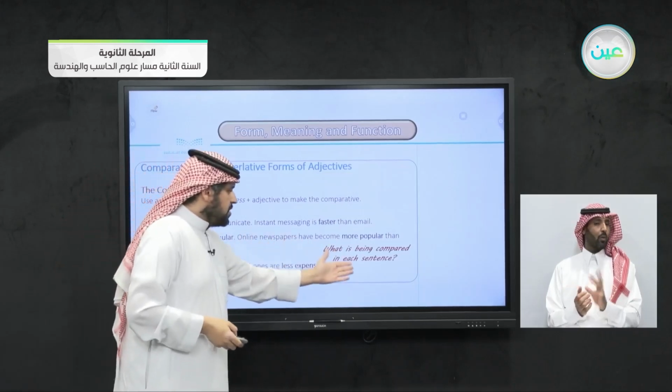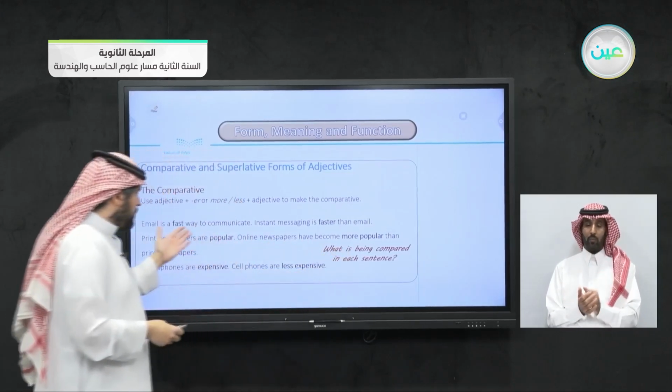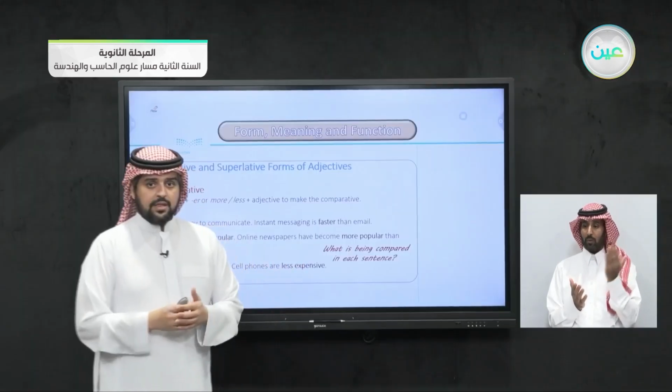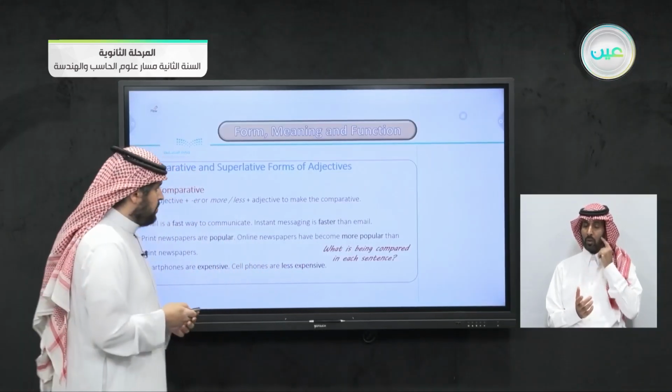So what is being compared in each sentence? In the first sentence, what is being compared? Yes, the communication between email and instant messaging. That's correct. The second example, what is being compared? The second one, print newspapers and online newspapers. Very good. What about the last example? Smartphones are expensive, cell phones are less expensive. What is being compared here? Very good. The cell phone and the smartphone.